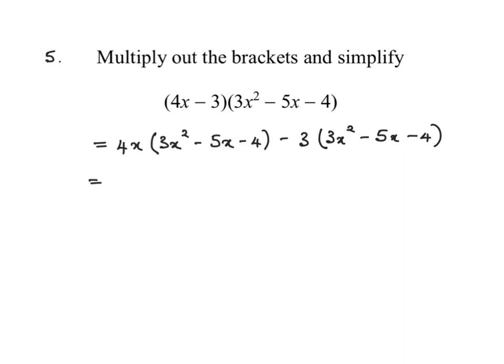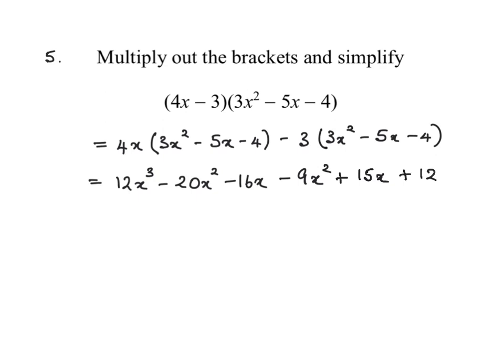So first thing then, 4x times 3x squared, that's 12x cubed. 4x times minus 5x gives us minus 20x squared. And the next term will be minus 16x. Second bracket, so it's minus 3 times 3x squared. That's minus 9x squared. Minus 3 times minus 5 is plus 15x. And the last term, minus 3 times minus 4 is a plus 12.